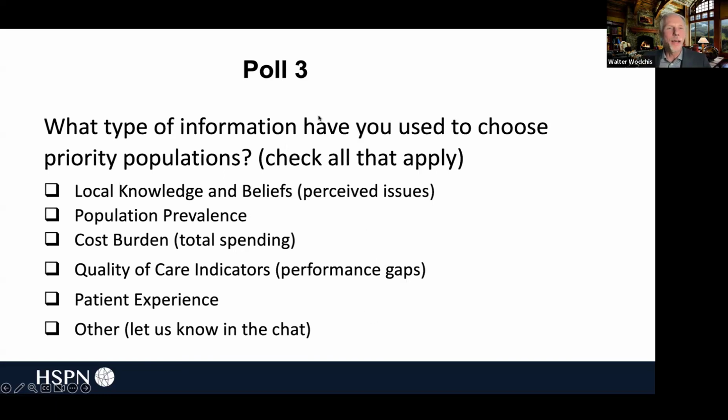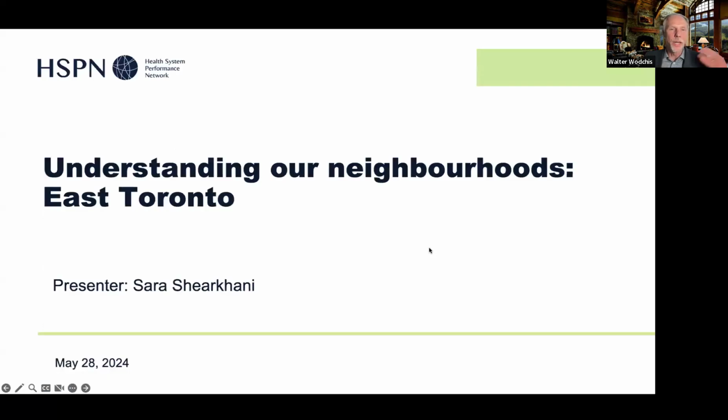Great. So thanks for engaging on some of that and letting us know where you're using your data. Now we're going to take it to another level down about understanding neighborhood data. This example is coming from East Toronto, and Sarah Shikani is going to lead us through how. Sarah, I think you had a lead in a lot of this work, so I'll look forward to hearing how you went about this.